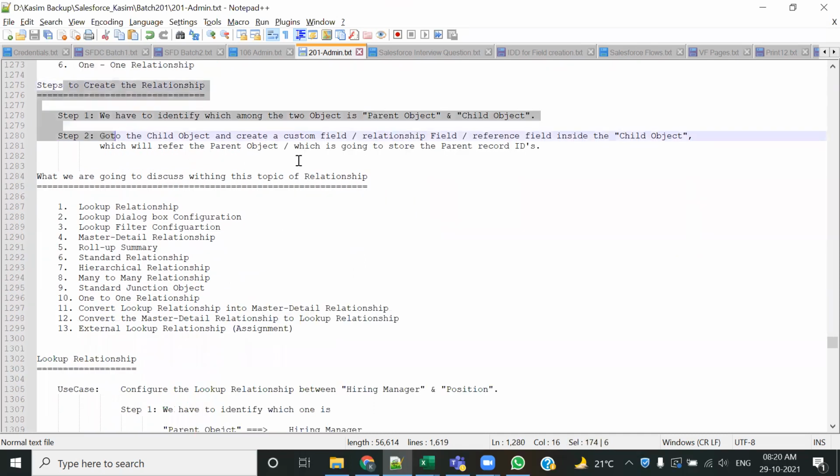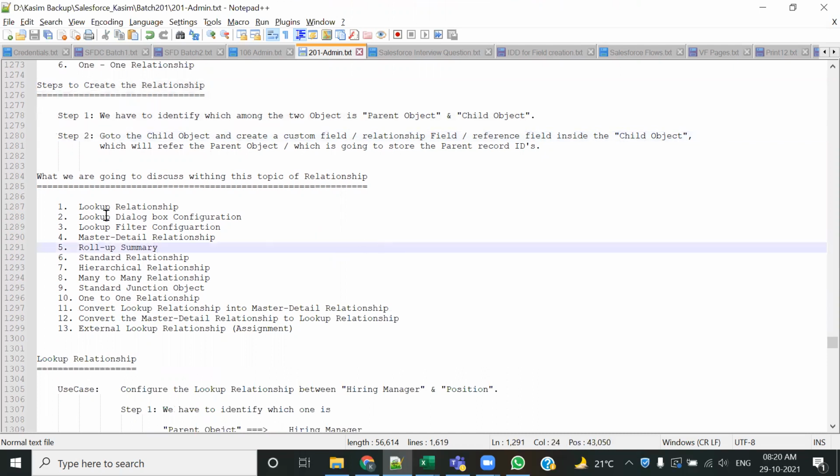So I'm telling you this. Don't worry. It's a bit lengthy topic. What are the things that we are going to learn within these 2 to 3 days? First of all, I'll start with the lookup relationship: how to configure it, how to create a lookup relationship between two objects, what are the properties of the lookup relationship, and what are the limitations. We are going to learn these as the first topic.